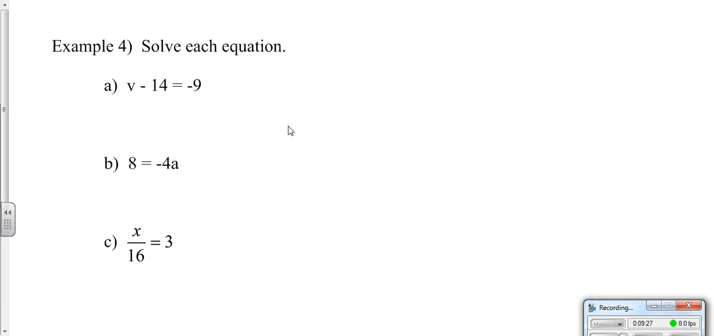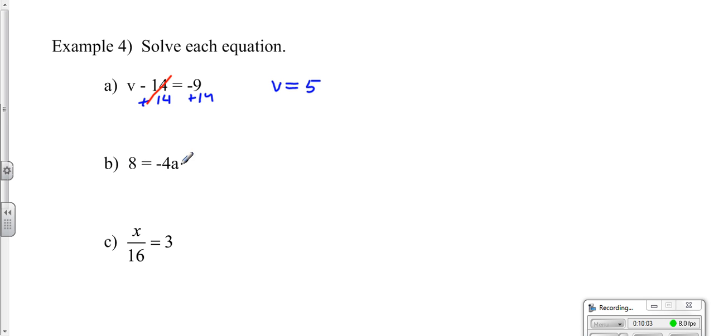Our last example here is solving. Now we're going to solve this by undoing. So if I have v minus 14, I'm going to add 14 to both sides to undo the equation. So now we have v equals, because these canceled out, and negative 9 plus 14 is a 5.